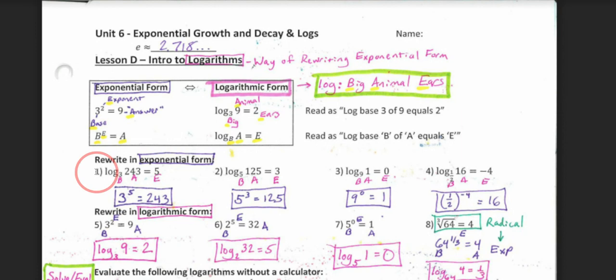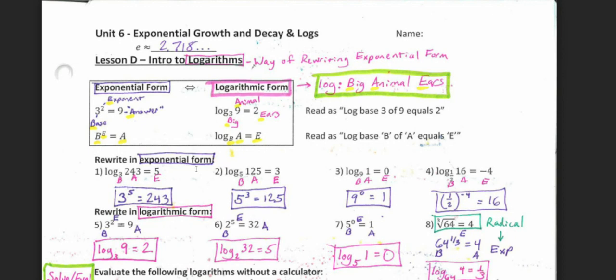So looking at number 1, this one is in logarithmic form because it has the word log there. So that means those numbers are in the order of big animal ears, which is why I have labeled it B-A-E. So if I want to write this in exponential form, 3 is my base. My answer is 243, and the exponent always goes with the base. So 3 to the 5th equals 243. And the nice thing about when you convert to exponential form is it should make mathematical sense. Is 3 to the 5th 243? You can check it on your calculator.